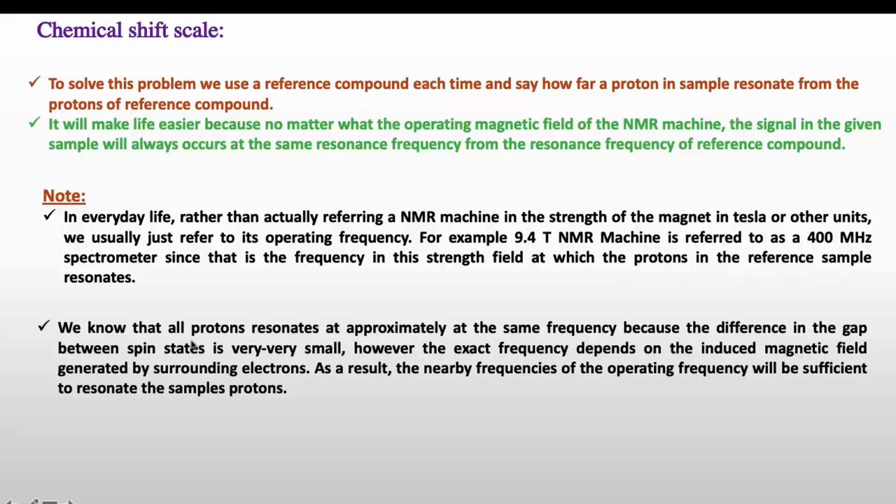We know all the protons resonate at approximately the same frequency because the gap between spin states is very small. However, the exact frequency depends on the induced magnetic field, and because it's very small, it will make very little change in the gap between the two energy states for different protons. As a result, a frequency near the operating frequency will be sufficient to resonate the sample protons. It means if we are using 400 MHz frequency to resonate the protons of your reference compound, then nearby frequencies of 400 MHz will be sufficient to resonate the protons of your sample.